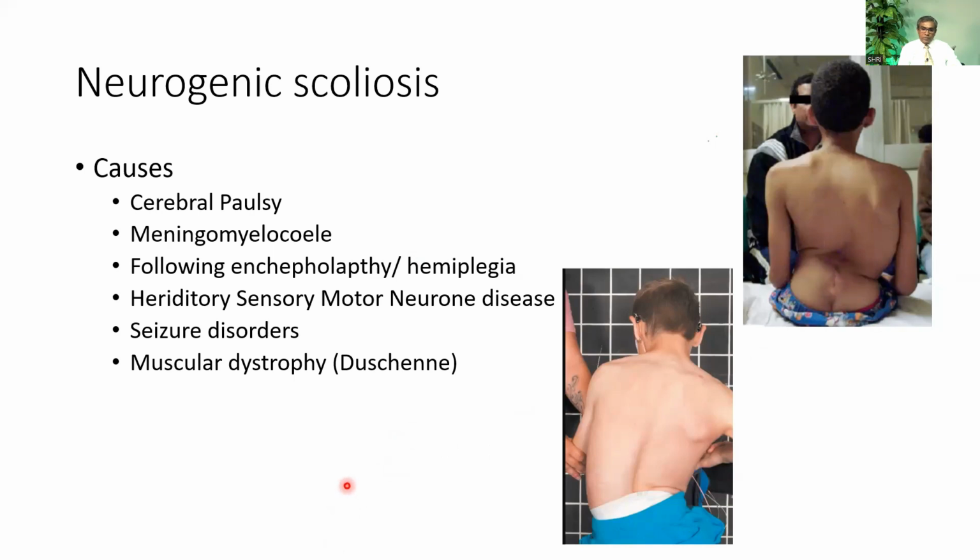Then often children who have had encephalopathy, hemiplegia, those sorts of diseases later on end up with scoliosis. Hereditary sensory motor neuron disease, seizure disorders, and muscular dystrophies like Duchenne. All these problems come under neurogenic scoliosis. So these children need to be followed up for longer periods because of the chance of developing scoliosis later.